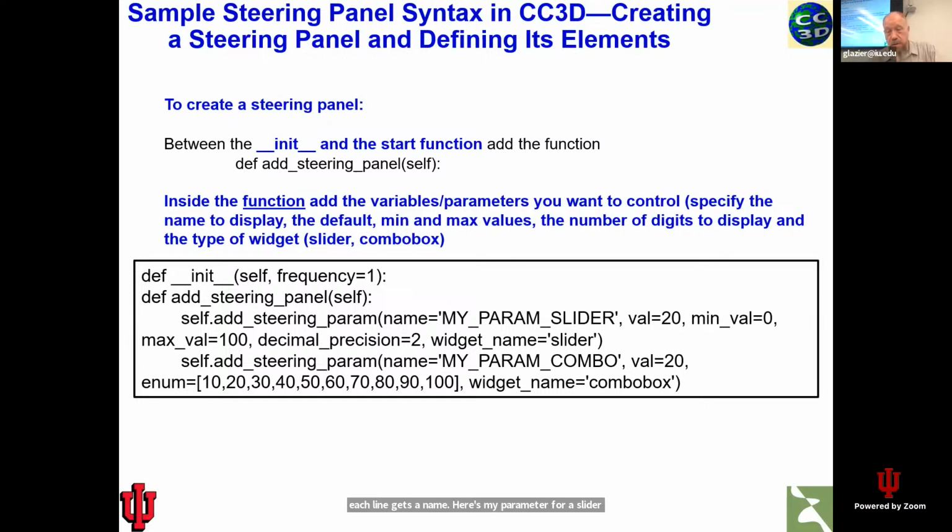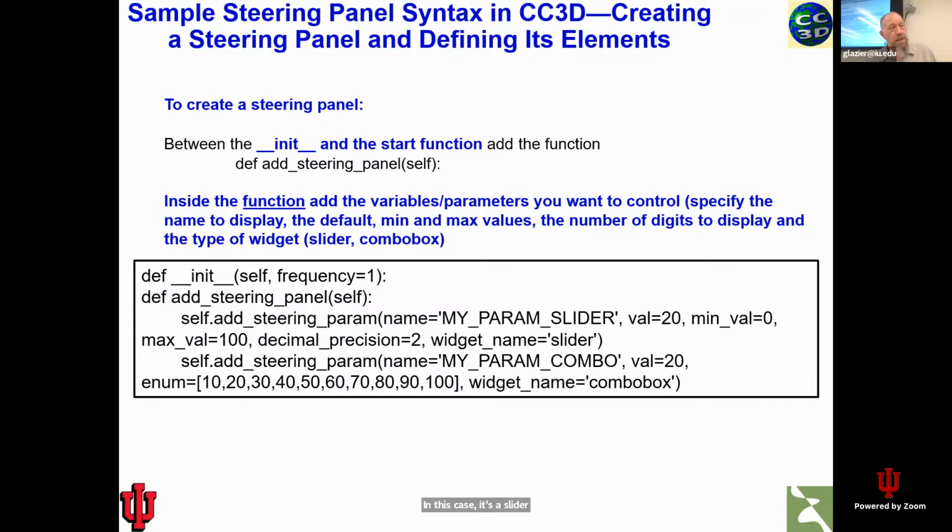Val is the initial value, the default value. Min val gives you the left-hand limit. Max val gives you the right-hand limit. Decimal precision gives you the resolution as you drag it. If you make that too coarse, then you may not be able to adjust it enough. If you make it too fine, the system could get stuck trying to update too frequently. And then you have to name your slider. Each slider gets its own name. And it's a type, so the widget name is the type. In this case, it's a slider.